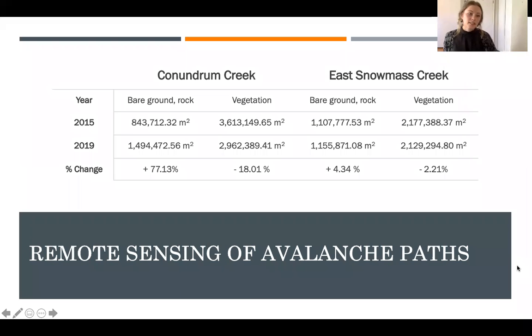Okay, so the results of the remote sensing methods that I used showed that there was an 18% decrease in vegetation at the Conundrum Creek avalanche path, and only a 2% decrease in vegetation at the Snowmass Creek avalanche path. So the detected change was definitely greatest at the Conundrum path, which pretty much matched up with the observations I made when I visited the sites.